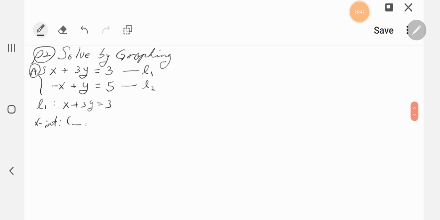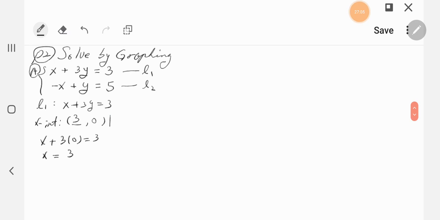X-intercept. Set the y value equal to 0. So y equals 0, right? So x plus 3 times 0 is equal to 3. Then from here, x equals 3. So the x-intercept is 3 and 0.